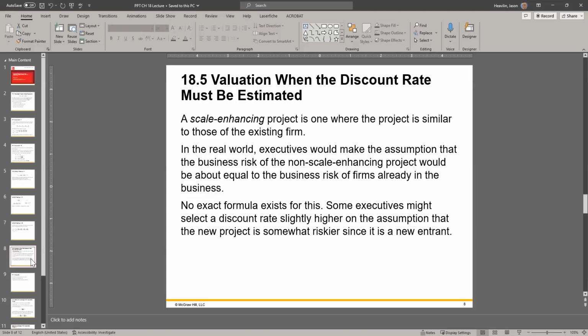Some executives might select a discount rate slightly higher on the assumption that the new project is somewhat riskier since it is a new entrant. That's true too. It could be riskier at the beginning, and halfway through the project stabilizes. A lot of things come into play, and decisions have to be made, and adjustments are made without an exact mathematical approach. You just have to adjust according to experience, some other knowledge of economics, etc.